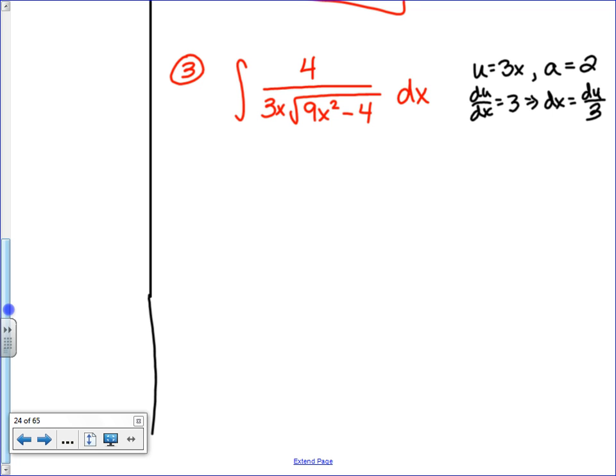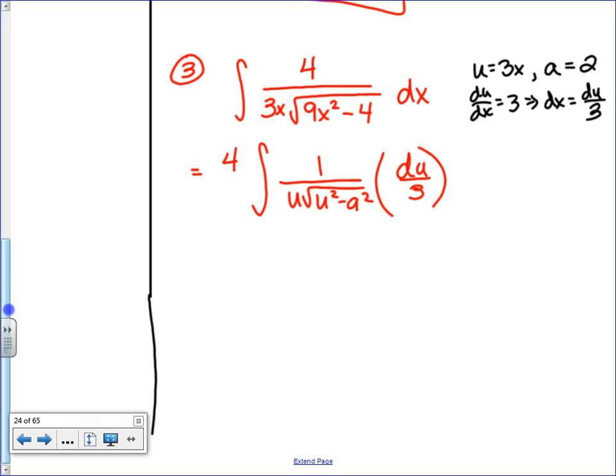So then, subbing, I can pull out a 4. Do I want to pull out the 3? I think I want him to stay. Does that make sense? And then I'm going to plug in my du over 3.